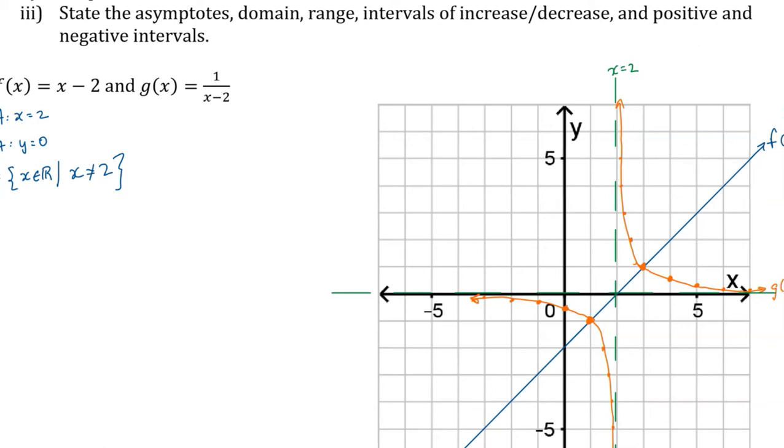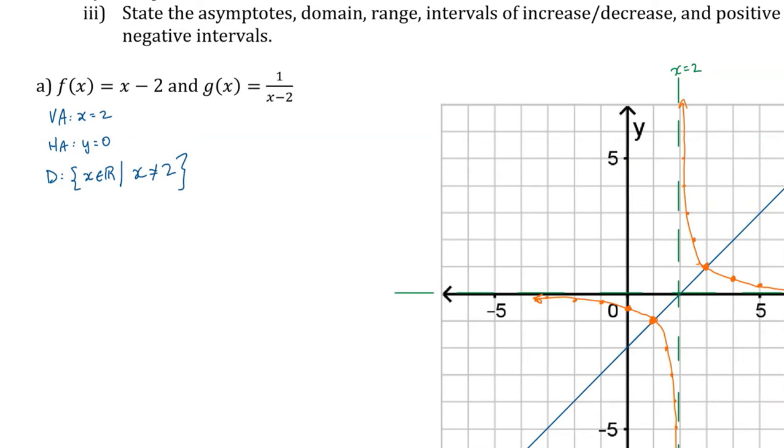And you'll notice the domain always kind of matches with the asymptotes, because these functions will exist everywhere except for where there's an asymptote. Range. What's the range? Y cannot equal 0. Yep, y not equal 0. Okay.